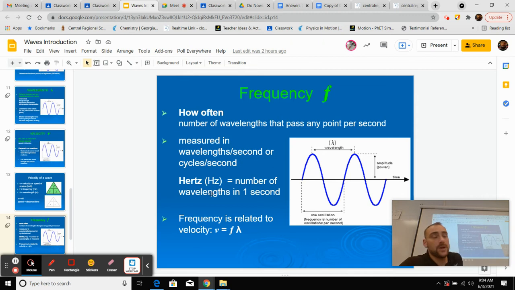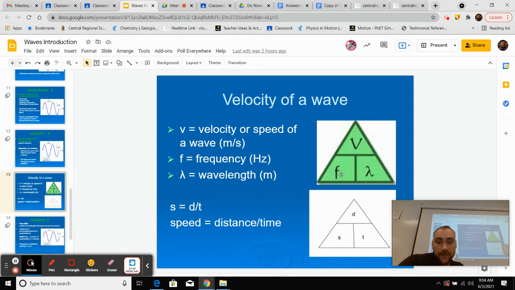Hertz is the number of wavelengths, okay, that go through a spot per second. And frequency is related to velocity, again, via the triangle. If I had to cover up F, if I wanted frequency, I would need velocity and wavelength. So I would do velocity divided by wavelength in order to get frequency, which you'll need for your assignment.